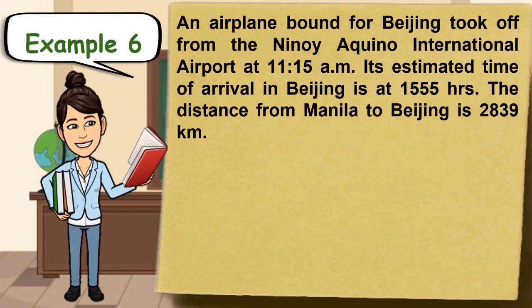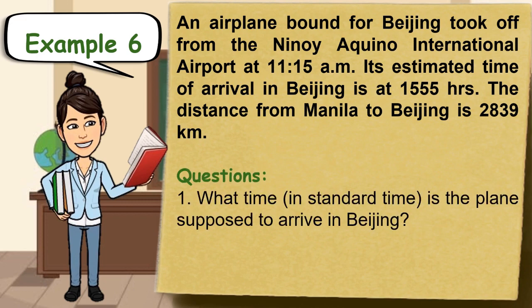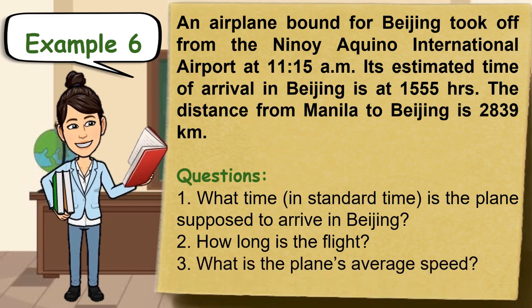Let's have sample problem. An airplane bound for Beijing took off from the Ninoy Aquino International Airport at 11:15 a.m. Its estimated time of arrival in Beijing is at 15:55 hours. The distance from Manila to Beijing is 2,839 kilometers. Now the questions are, number 1, what time in standard time is the plane supposed to arrive in Beijing? Number 2, how long is the flight? And number 3, what is the plane's average speed?